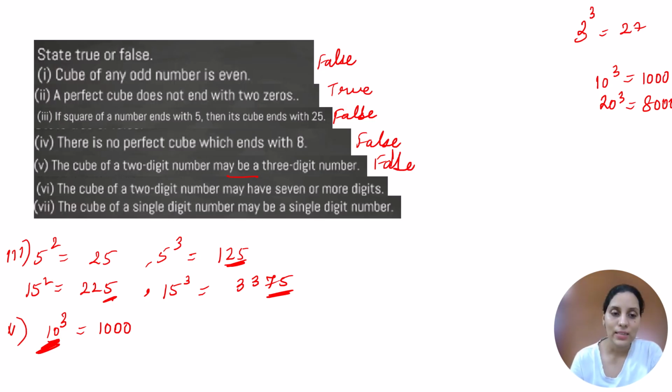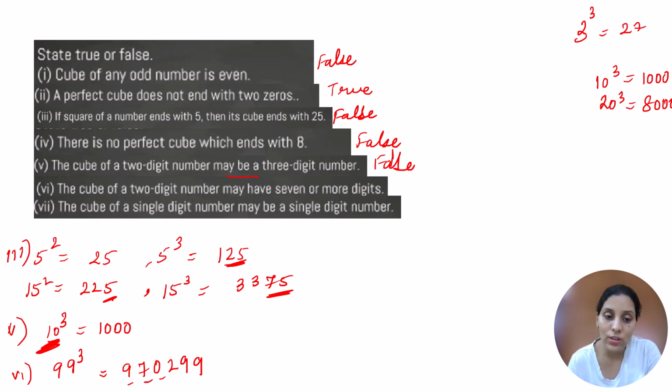Okay, next, the cube of a 2-digit number may have 7 or more digits. Let us take the largest 2-digit number, 99. 99 cube is 970299. So how many digits? 1 2 3 4 5 6. It has 6 digits, but here it is given 7 or more. This is again false, right?